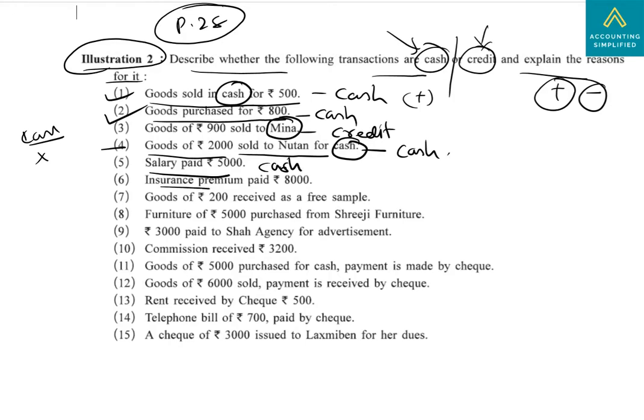Okay sir, insurance premium paid. Insurance premium is paid either by cash or check, so cash transaction. Okay sir. Goods of rupees 200 received as a free sample.